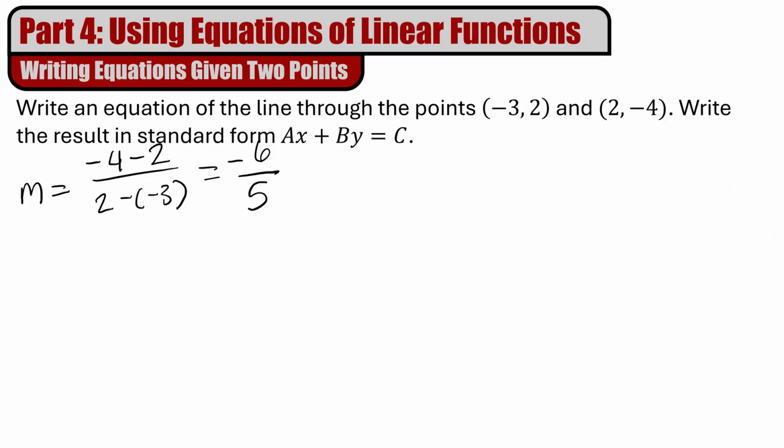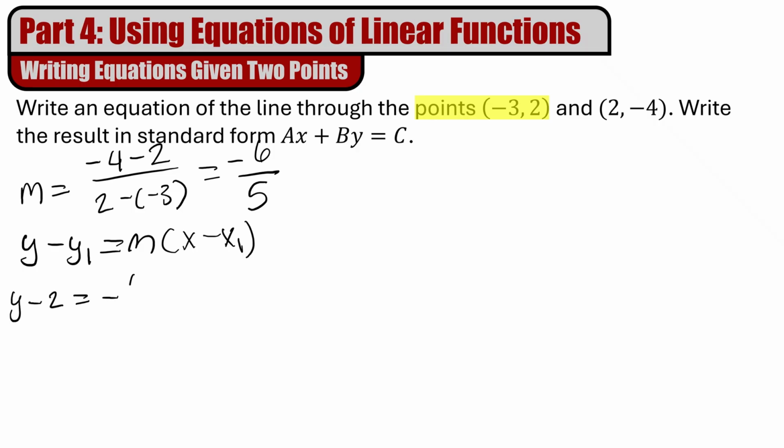For step 2, use point-slope form. Y minus y1 equals m, x minus x1. Choose the point, negative 3, 2. Substitute the point and slope to make the equation, y minus 2 equals, negative 6/5, x minus, negative 3. Because subtracting a negative becomes addition, rewrite the equation as y minus 2 equals, negative 6/5, x plus 3.